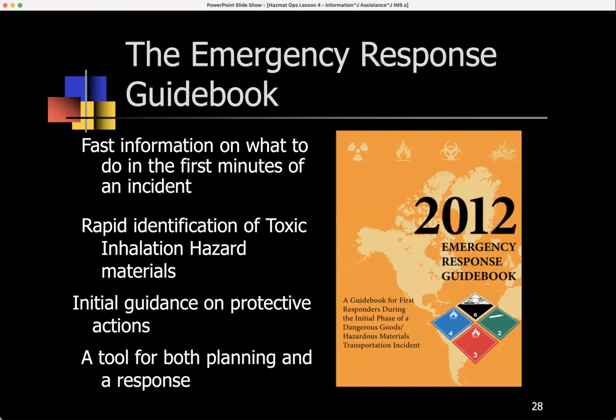If the wind's coming from the west, this is where our command post is going to be. If the wind's coming from the south, this is where our command post is going to be. Things like that. This is where staging is going to be. Use the book to do your pre-plan.